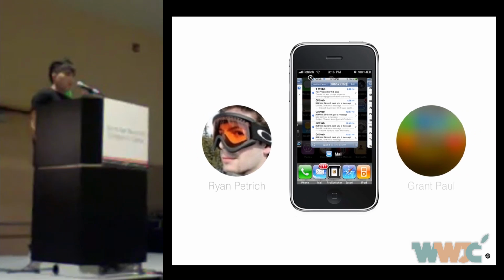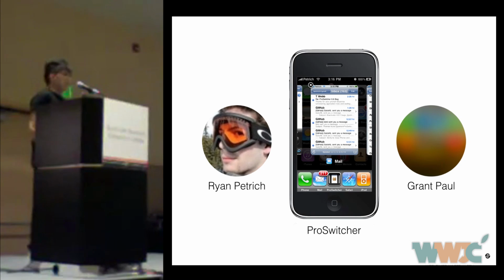But it wasn't just that. In 2010, there were these two guys, Ryan Petrich, very beautiful face, and Grant Paul, he looks blushy, a smudge or whatever. But I really looked up to these guys because they did something really cool. They released a tweak called ProSwitcher, which allowed you to switch through your apps in a really cool way. And I was like, wow, this is really cool. You can think about everything, like you think it and you can do it. And I was like, wow, okay, this opened up a whole new stage.